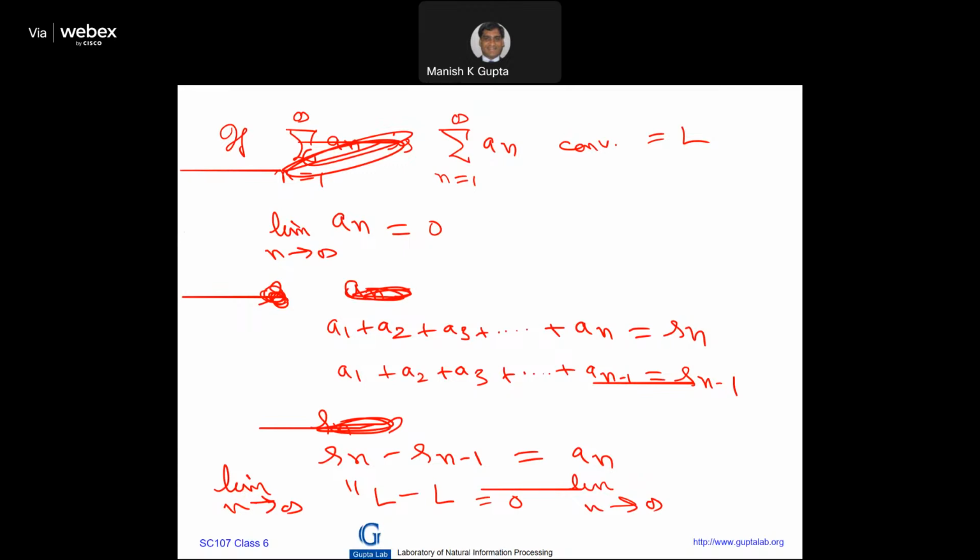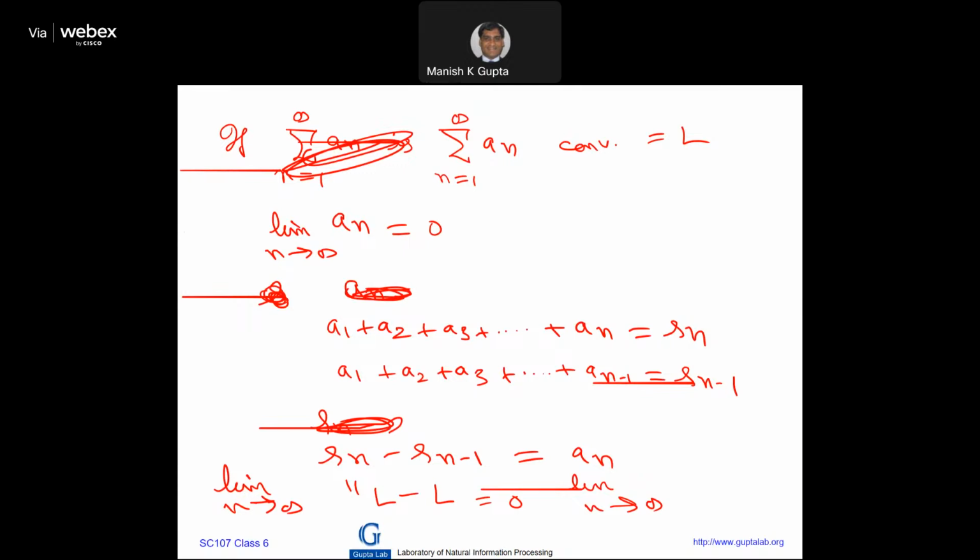I am just giving you one simple observation. If the series is convergent, the nth term goes towards 0. That's all, and the observation is very simple. Take the sum up to n minus 1 terms and the sum up to n terms, subtract, and you will get the nth term. And if you take the limit n tends to infinity, whether you take the sum up to n terms, n minus 1 terms, or n plus 1 terms, if the series is convergent, the limit will be the same. I'm just using that fact.